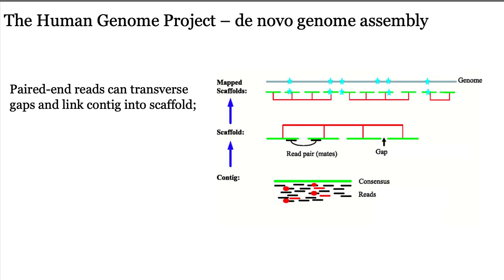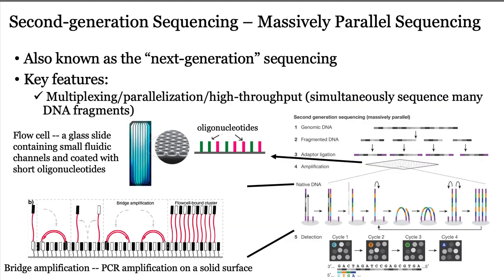And in this case, we create this kind of scaffold. Then we can further link the scaffold to the genome using genetic markers or physical map markers. So that was first generation sequencing.